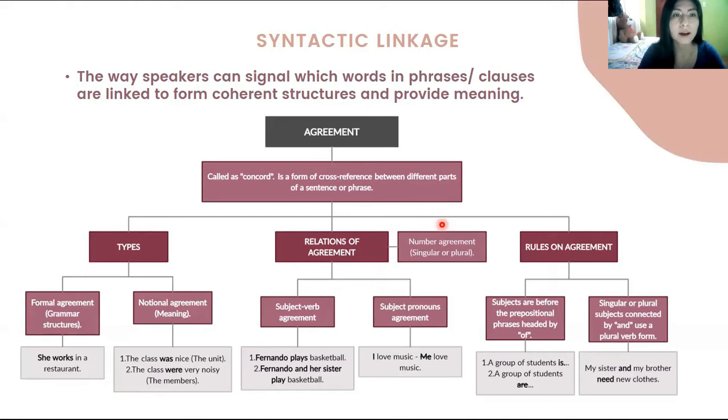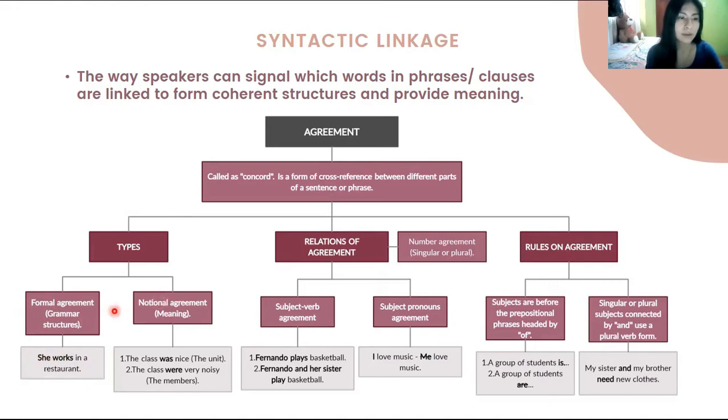Okay, and now we have agreement. Agreement is also called concord. It is a form of cross-reference between different parts of a sentence or phrase. We have two types of agreement. The first one is formal agreement. This type of agreement refers to the grammar structures. For example, in this case, we have: she works in a restaurant.